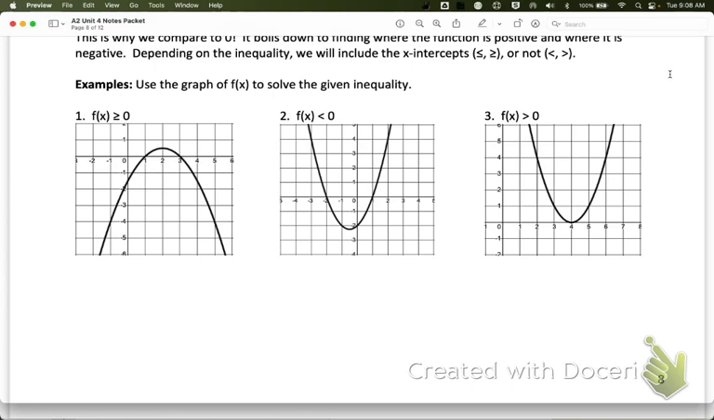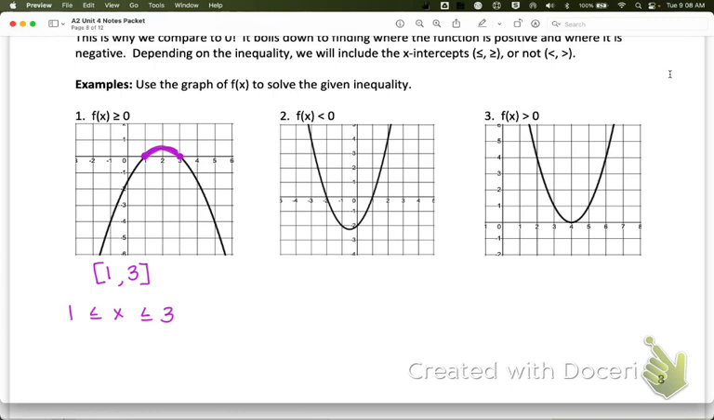Number 1 says, where is the graph of f of x greater than or equal to 0? Well, equal to 0 is at 1 and 3, and greater than is going to be all of this section right here. So the answer would be including positive 1, and then all the way up to 3, and 3 is included. As an inequality, we would say 1 less than or equal to x, less than or equal to 3. Again, we're comparing f of x values, but the solutions are x values. We're finding the x's that make that true, okay?